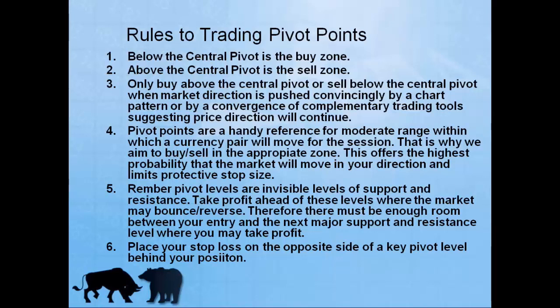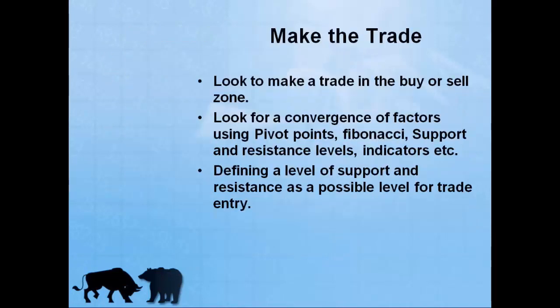They're considered invisible levels of support and resistance, and usually we're going to place the stop loss on the opposite side of the pivot point behind your position. It's going to help us make the trade. Look to make the trade in the buy or sell zone. Look for a convergence of pivot points, Fibonacci, support and resistance, and indicators, and define a level of support and resistance to enter that trade.